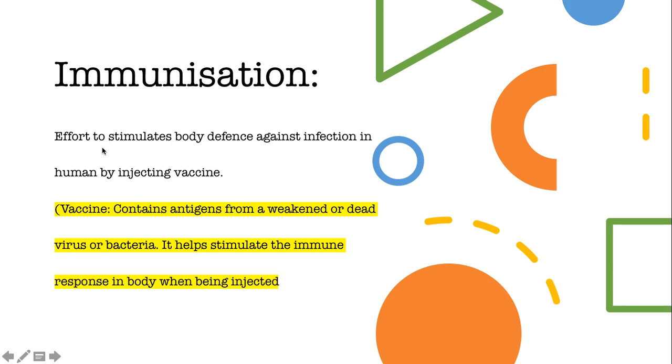Immunization is basically an effort to stimulate body defense against infection in humans by injecting vaccine. We try to stimulate body defense by injecting vaccine. Vaksin ni apa? Vaksin ni basically apa-apa sahaja yang mengandungi antigen from a weakened or dead virus or bacteria. Vaksin ni usually bakteria atau virus yang sudah dilemahkan ataupun dah mati. Bila this virus yang dah dilemahkan, we inject masuk dalam badan manusia, it actually has the ability untuk stimulate our immune response in our body.